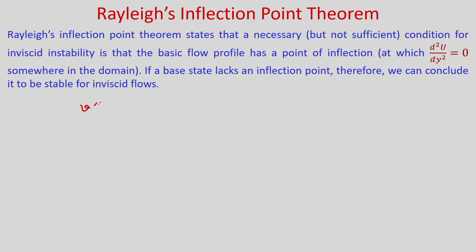So let us first consider the Rayleigh's equation we have written: v double prime minus alpha square v minus u double prime divided by u minus c times v will be 0. Okay. Now any complex eigenvalue appears in conjugate pairs, so we can write v is equal to v r, which is your real part, plus i times v i, which is your imaginary part. So this is your complex number.